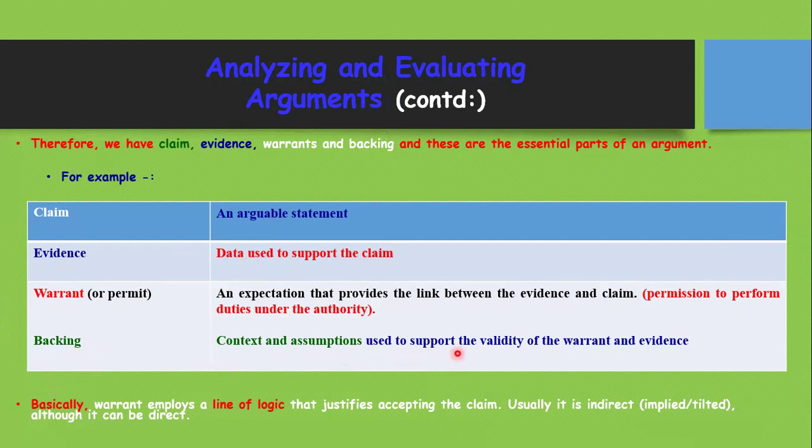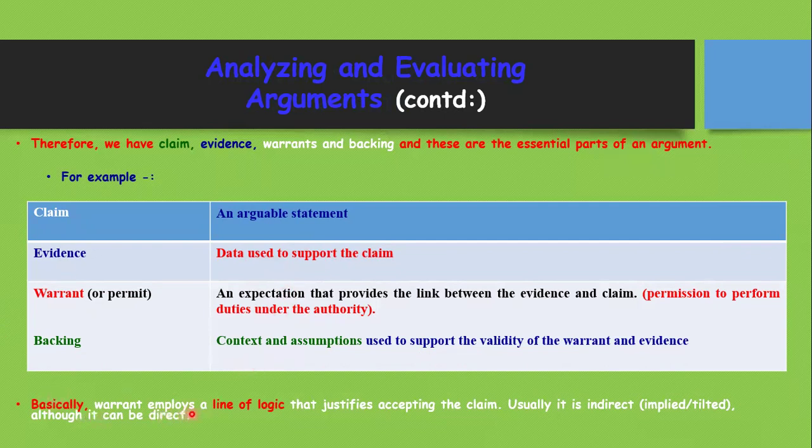So the next thing is backing: context and assumptions used to support the validity of the warrant and evidence. So whatever context you provide is to support the validity of the warrant and evidence. For example, I am providing a context that in Brazil there is a very high inflation rate and their economy is suffering from a vulnerable condition. That is a context that I can attach to make my argument strong. So you can provide some context.